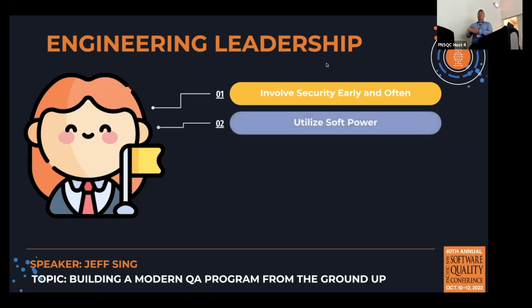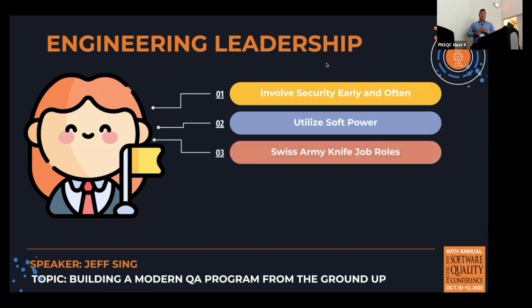Two, utilize soft power. I cannot stress this enough. If you are the first quality leader in your company, you probably won't have a lot of resources. So if you drive your policies, you drive your programs, you need to utilize soft power. You need other EMs, other staff engineers, other architects to buy into what you're doing to get things happening. Most likely it's not the stick, it's the honey. That's the way to get it.